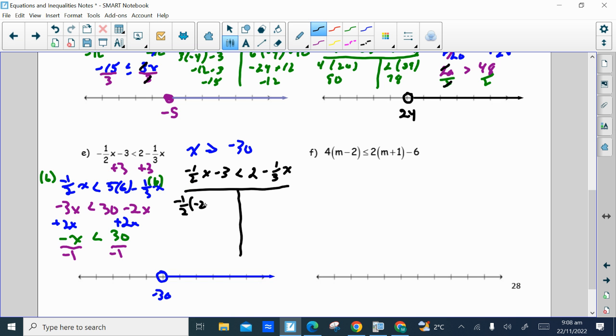Negative a half times negative 24, take away 3, is less than 2 minus 1/3 times negative 24. So negative a half times negative 24 would be positive 12. Take away 3 is 9. Negative a third times negative 24, that's the same thing as negative 24 divided by negative 3, which will be positive 8. And 2 plus 8 is 10. The number on the left is smaller than the number on the right, which it's supposed to be. So it checks.